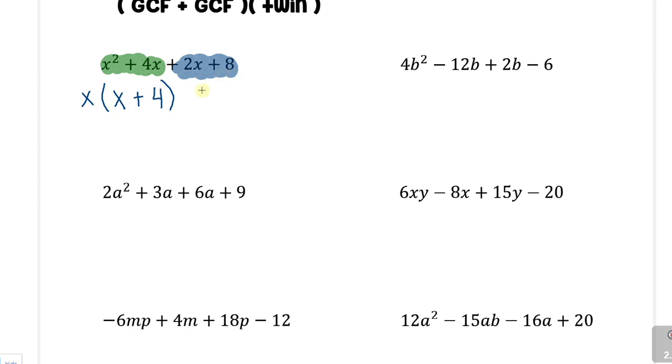Now let's look at the second binomial here. We have 2x plus 8. The greatest common factor there is a positive 2. Now we divide it. 2x divided by 2 is x. 8 divided by 2 is 4. Double check. Are our two parentheses the same? Yes. So rewrite the outside, x plus 2 as a binomial, and then one of the twins, x plus 4.